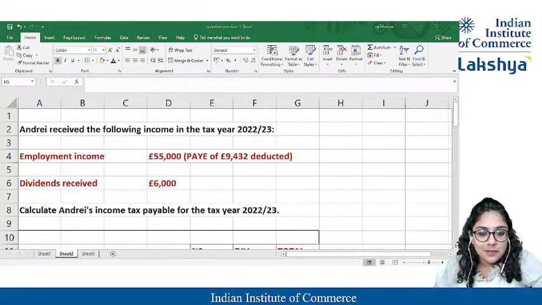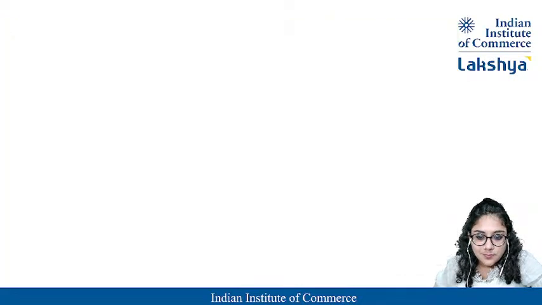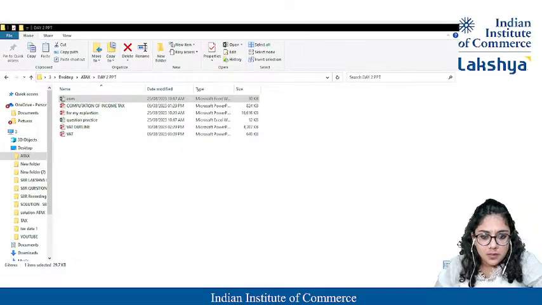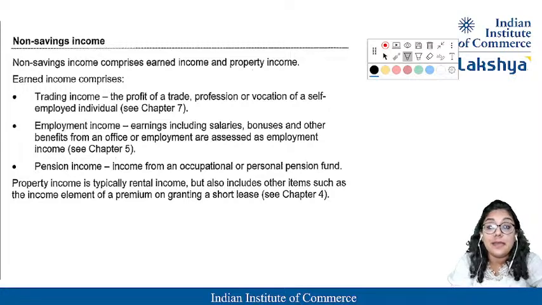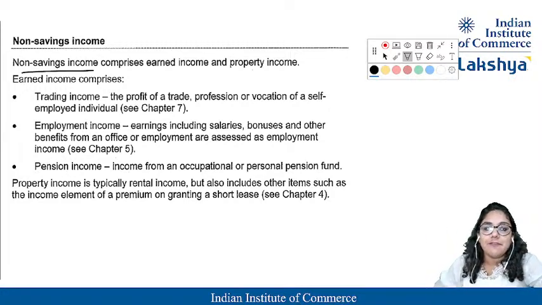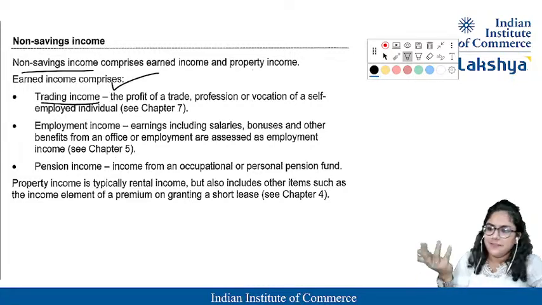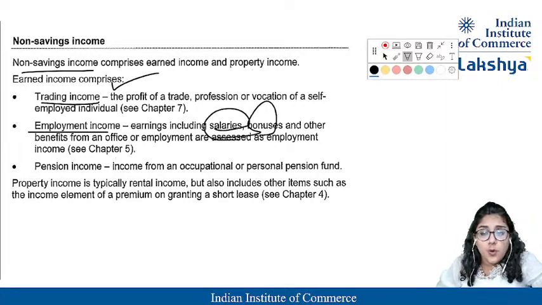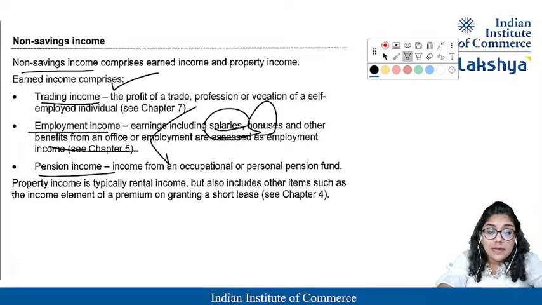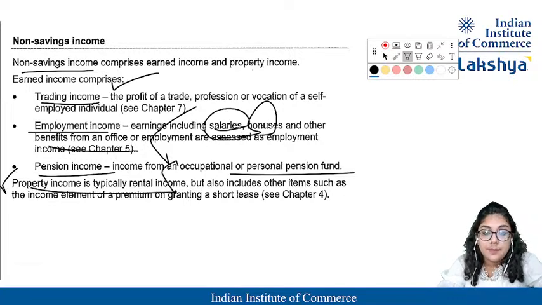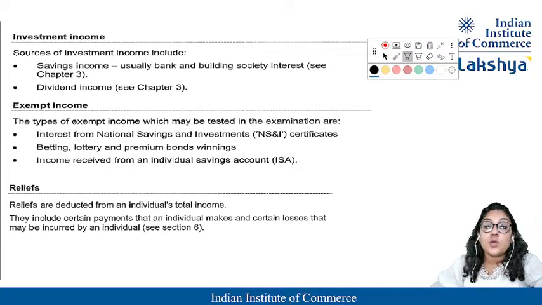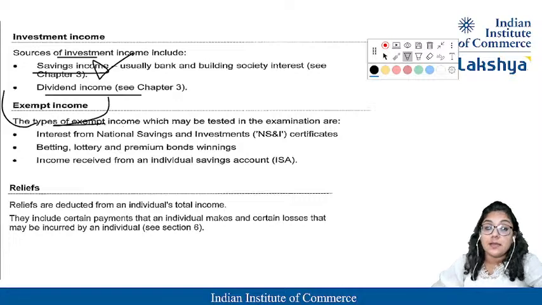Let me show you all. Okay, so we understood how we are supposed to calculate this question also. Now students, what is non-savings income? Some companies have trading income, meaning trading, profession, my business, everything. Employment income means we are doing some job, we get salaries, bonus, other benefits, all that. Pension income means we work and get the pension maybe after the year end. What is property income? Property income is rental income. What's further? Sources of investment could be savings, usually banks, or dividend income. But students, I told you there are some exempt incomes also, like NSIs, bonds, winnings, etc. Reliefs also we understood, like we get some loss reliefs.